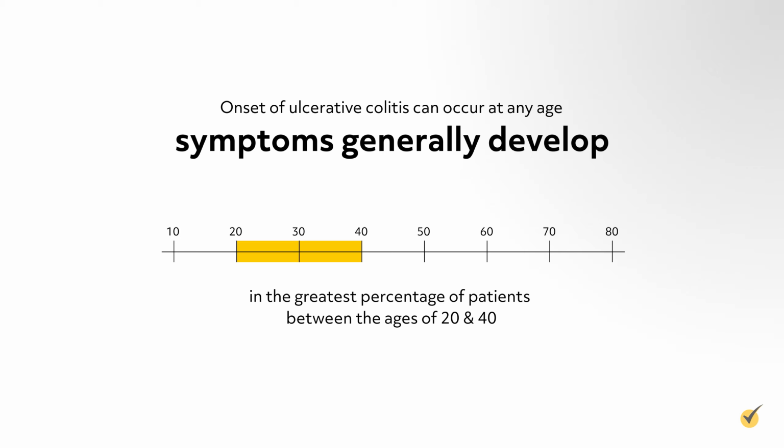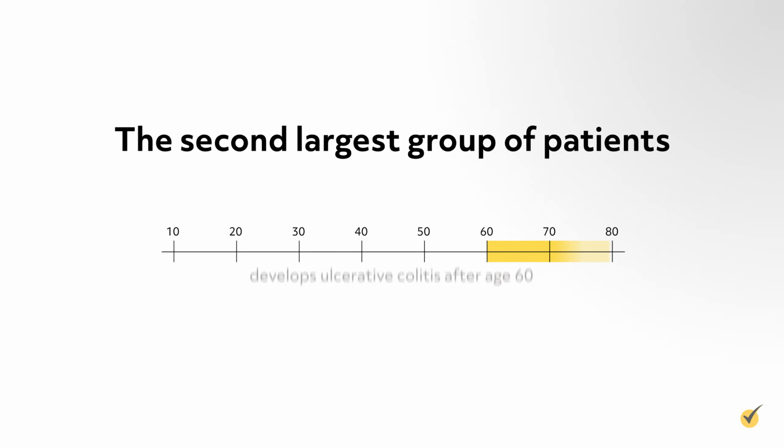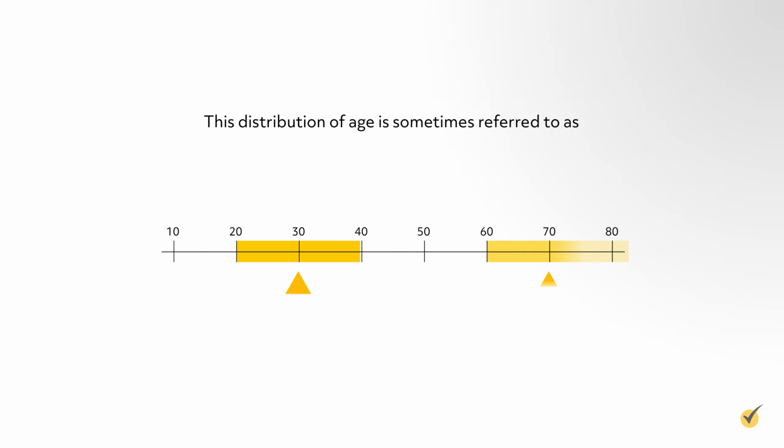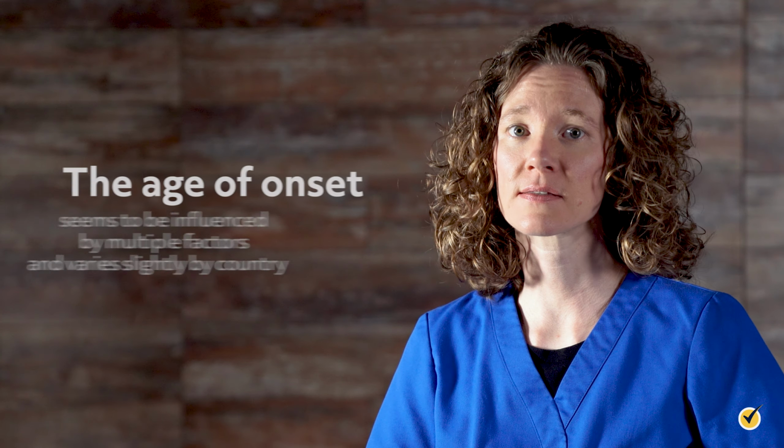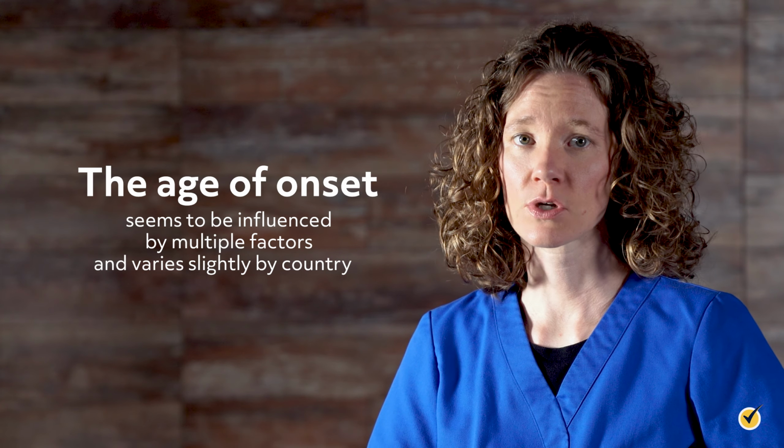Onset of ulcerative colitis can occur at any age, but symptoms generally develop in the greatest percentage of patients between the ages of 20 and 40. The second largest group of patients develops ulcerative colitis after age 60. This distribution of age is sometimes referred to as bimodal because it has two peaks. The age of onset seems to be influenced by multiple factors and varies slightly by country.